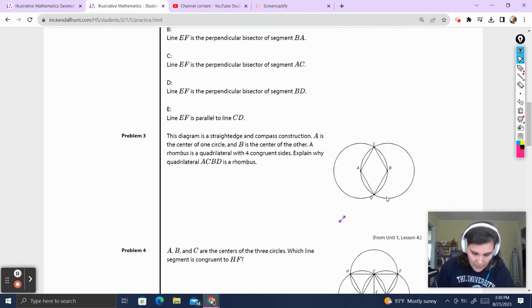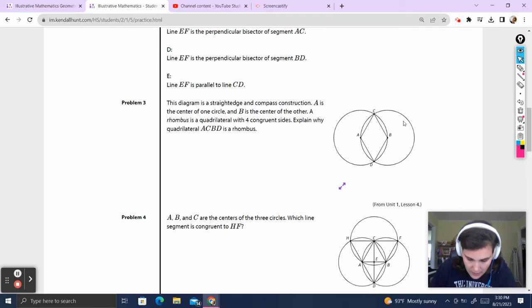The diagram is a straight edge and compass construction. A is the center of one circle, and B is the center of the other. A rhombus is a quadrilateral with 4 congruent sides. Explain why quadrilateral ABCD is a rhombus.